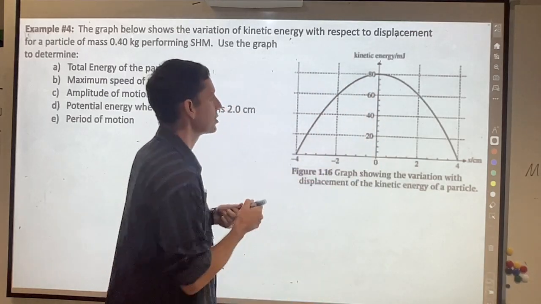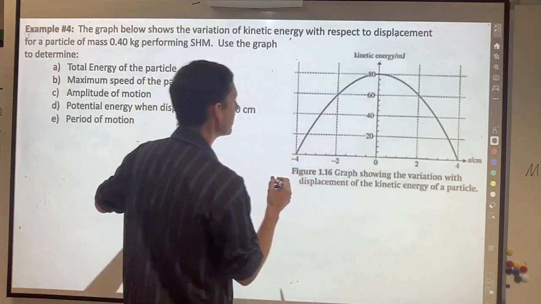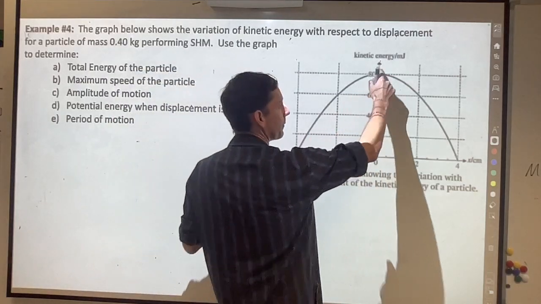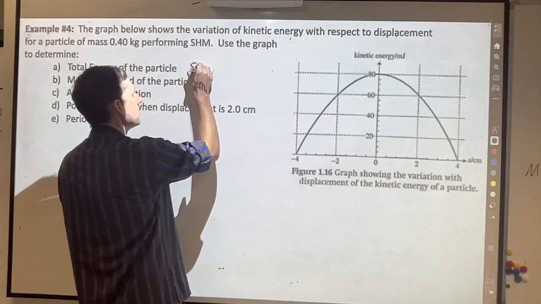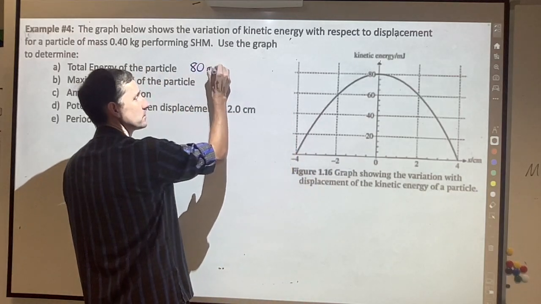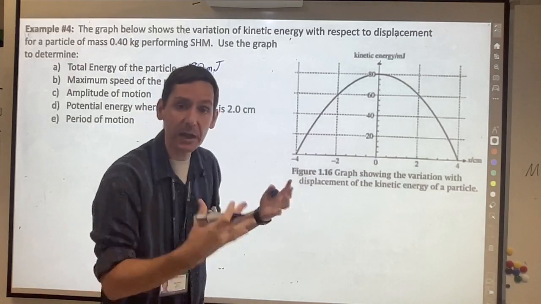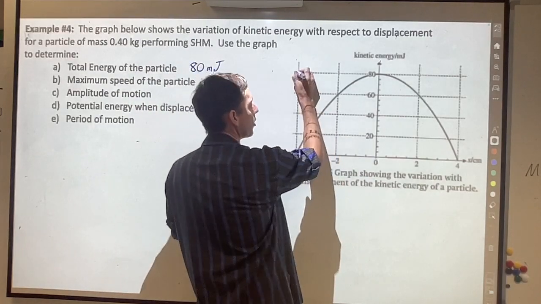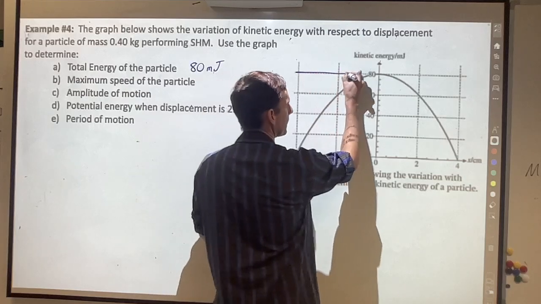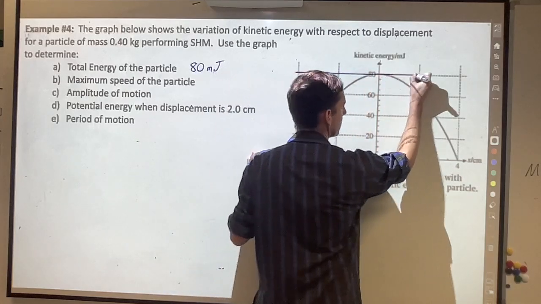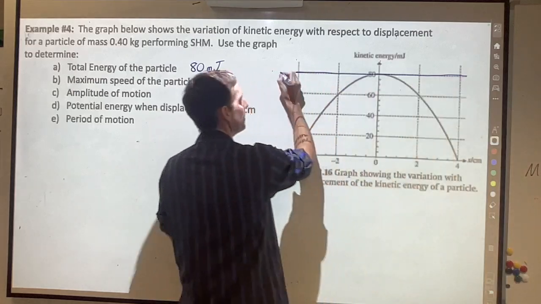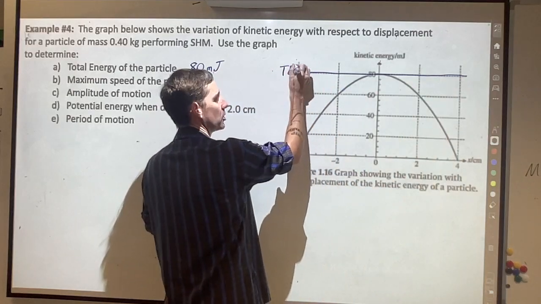And therefore, what is the total energy of the particle? Well, I can see right on my graph that it is 80 millijoules. If I wanted to draw that into the graph, I could just draw a horizontal line right here, and that horizontal line would represent the total energy.